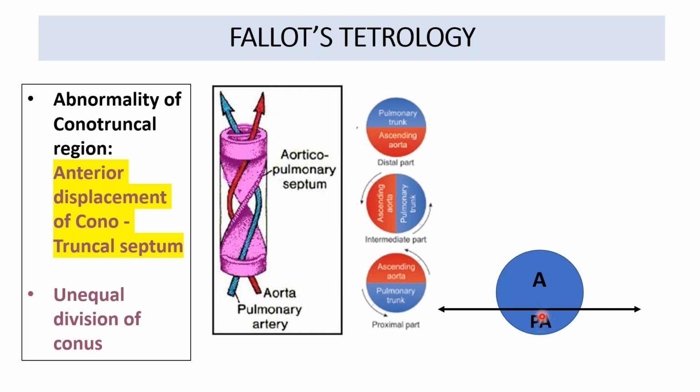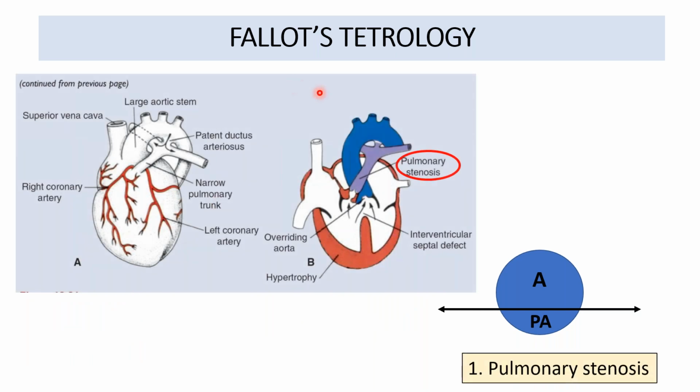So what will happen? There will be unequal division of the truncus arteriosus into a larger aorta and a smaller pulmonary artery. This unequal division of the conus leads to the formation of pulmonary stenosis. So you can see the pulmonary artery is stenosed. This is one of the congenital tetralogies, which means we have 4 cardiac defects. These 4 cardiac defects together we call Fallot's tetralogy. In this, pulmonary stenosis appears because of the anterior displacement of the conotruncal septum.